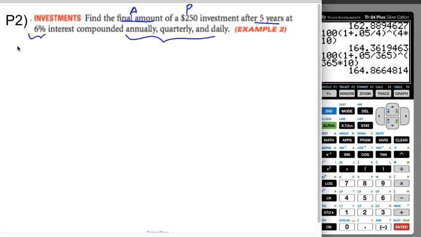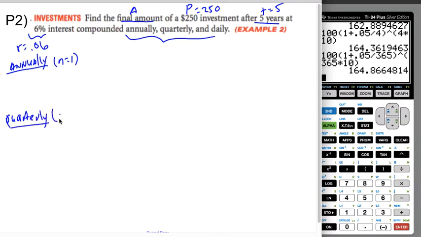So here's what I know. I know my rate is 0.06. I know my principal is $250. I know the time is 5. So I'm then asked to do annually, quarterly, and daily. So annually is going to mean N is 1. Quarterly is going to mean N is 4. And daily is going to mean N is 365.